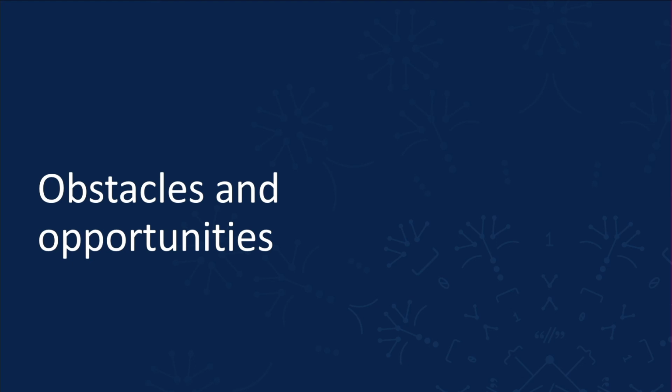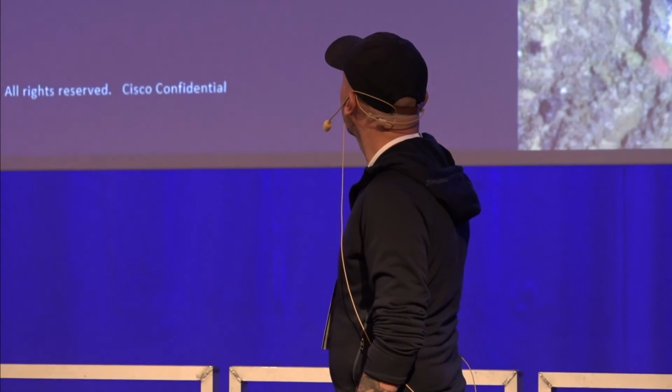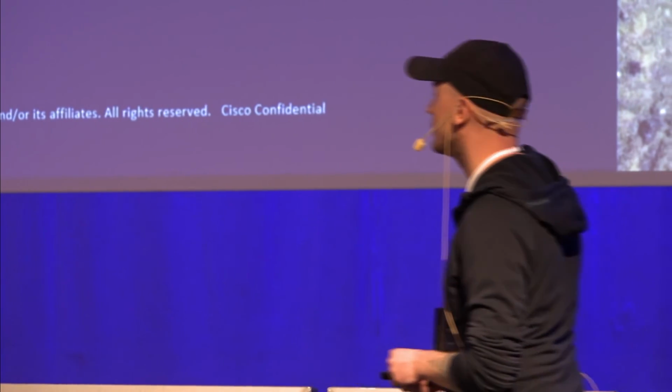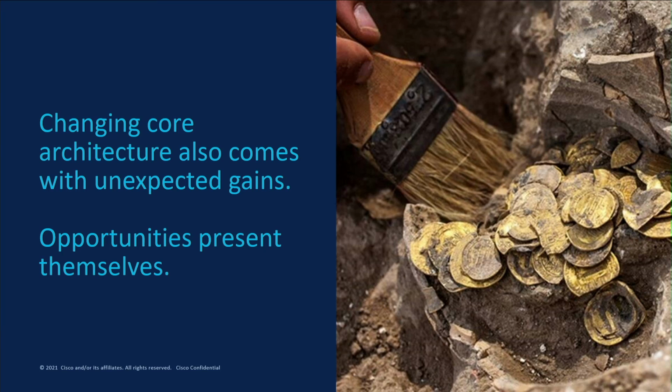So let's talk about a few of the obstacles and opportunities we had when doing this. Changing the core architecture comes with unexpected risks. There are a lot of less optimal design choices taken in the past that you will have to find and fix. And fixing 4 out of 5 of these doesn't necessarily mean that you will gain anything. So it has been a long journey getting where we want to be. But changing the core architecture also comes with unexpected gains. Opportunities will present themselves when scrutinizing the details of the system like we have, and opportunities that we haven't been able to do before.